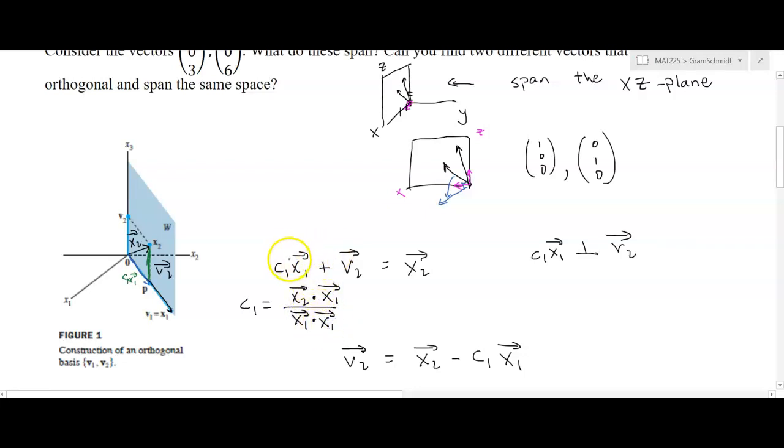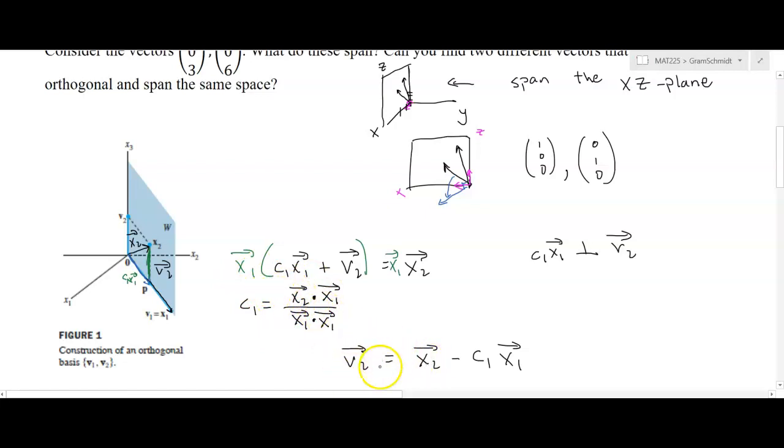And the way we solved that is we would have multiplied both sides by x1. If we multiply both sides by x1, then x1 dotted with v2 is 0. Here we get c1 x1 dotted with x1 is equal to x1 dotted with x2, which is the same thing as x2 dotted with x1. And then to solve for c1, because a dot product is a scalar, we could divide both sides by x1 dotted with x1, and we get that coefficient there.